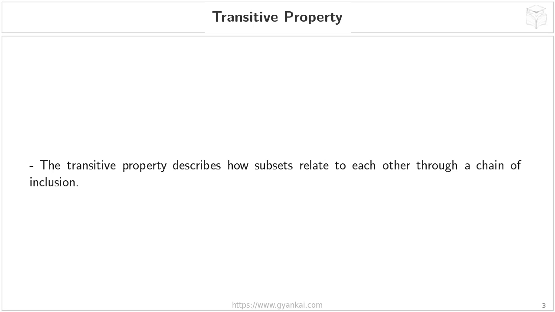Transitive property. So let's move on to the next property of subsets, the transitive property. As we discussed on the previous slides, understanding how subsets relate to each other is key to grasping set theory. Now, this property describes what happens when we have a chain of subsets, one inside the other. Think of it like this. If one set is contained within another, and that set is contained within yet another, then the first set must also be contained within the last one.